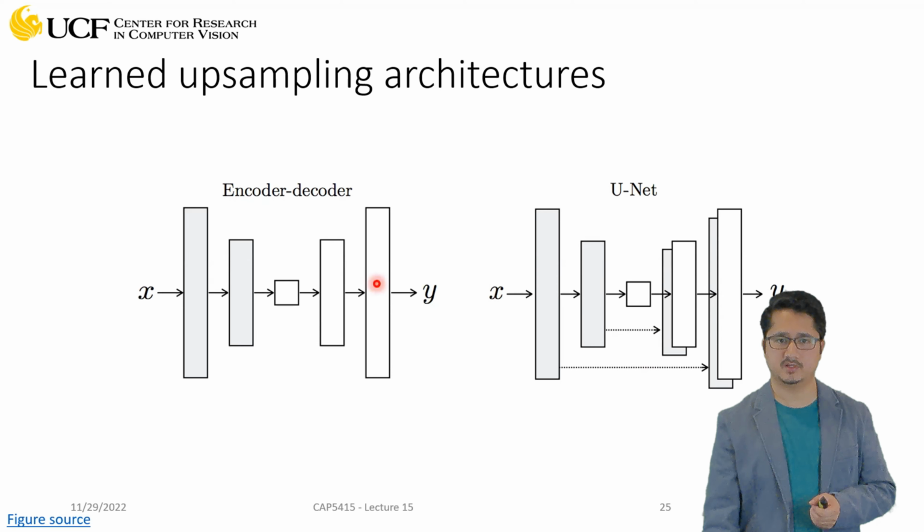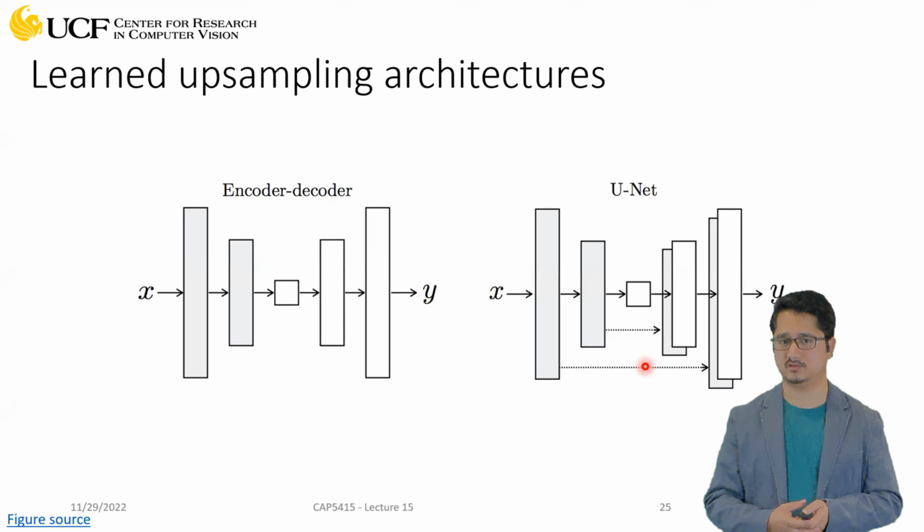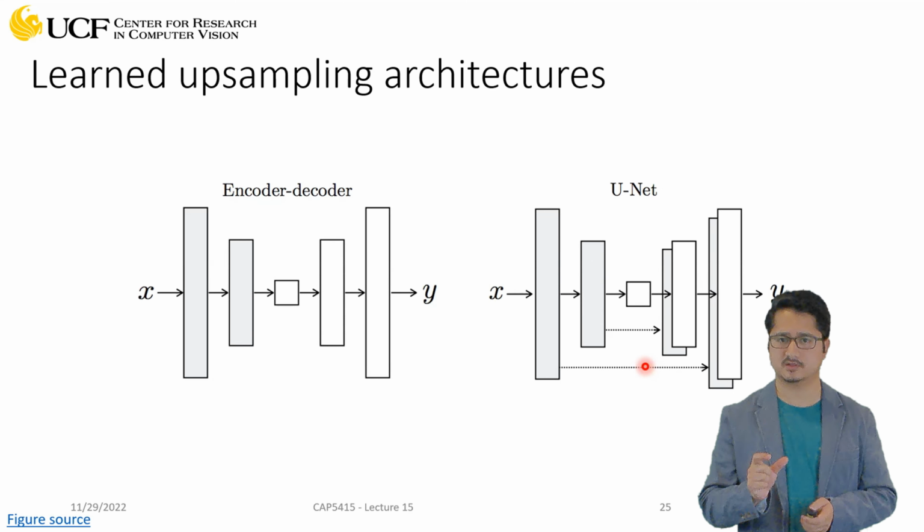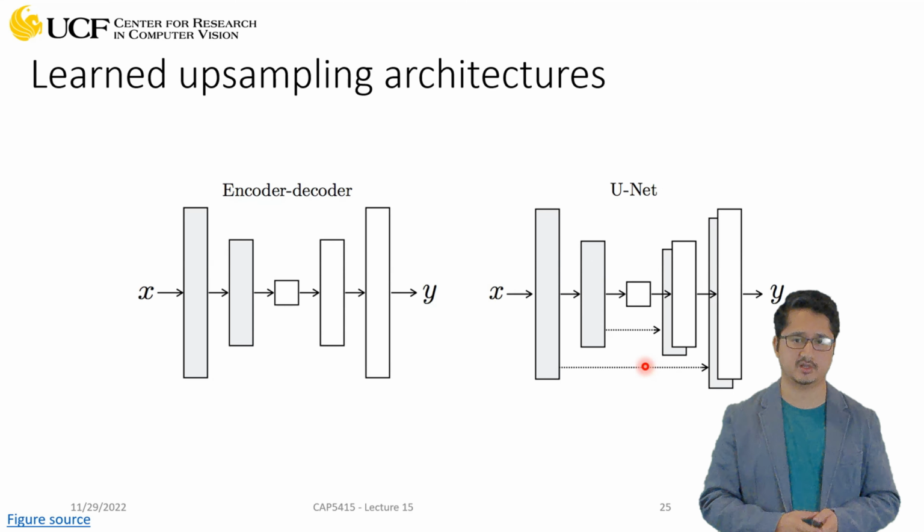So the difference between this autoencoder based encoder decoder architecture and this UNet is that you have these skip connections. And now you know what skip connections are. Okay. And of course, there can be a lot of variations in how we use these skip connections. Let's go through exactly how this UNet architecture does that.